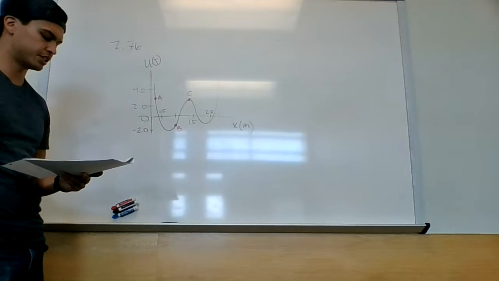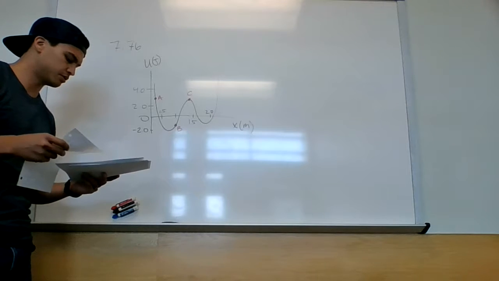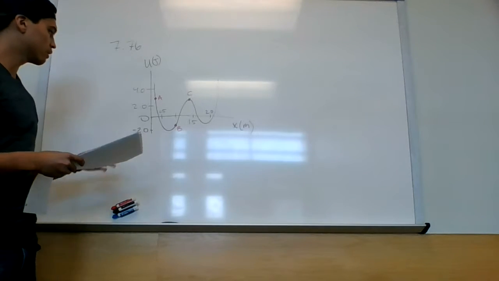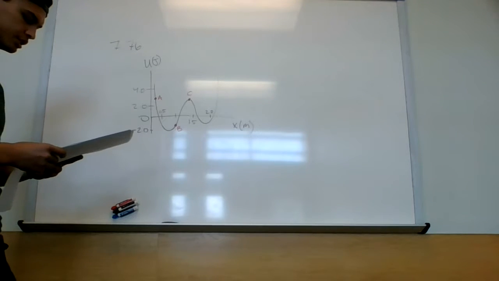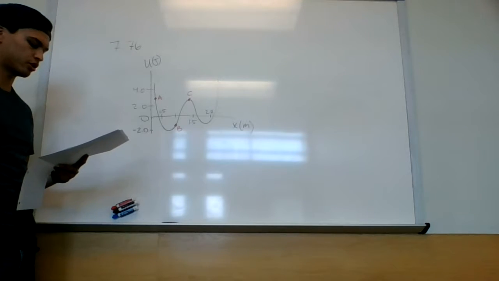This is number 76 in chapter 7. So I tried to draw the same diagram that they have in the paper. It's not exactly accurate, but it's pretty close. So for part A, it asks what is the direction of the force of the particle when it is at point A.